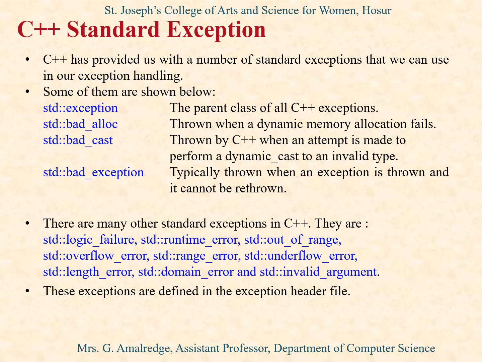And now we are going to see the standard exceptions available in C++. C++ has provided us with a number of standard exceptions that we can use in our exception handling. Some of them are listed here: exception, bad alloc, bad cast, bad exception, logic failure, runtime error, out of range, overflow error, range error, underflow error, length error, domain error, and invalid argument. These exceptions are defined in the exception header file.